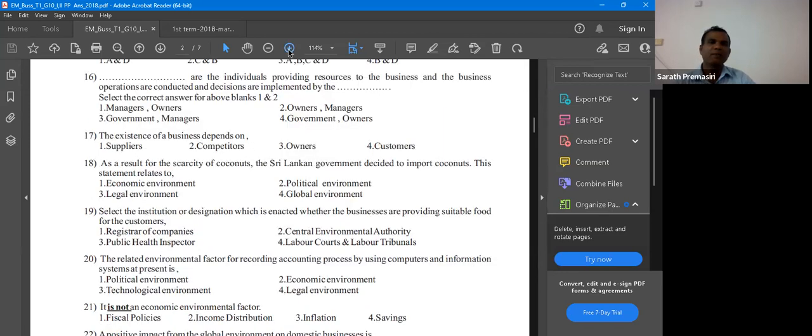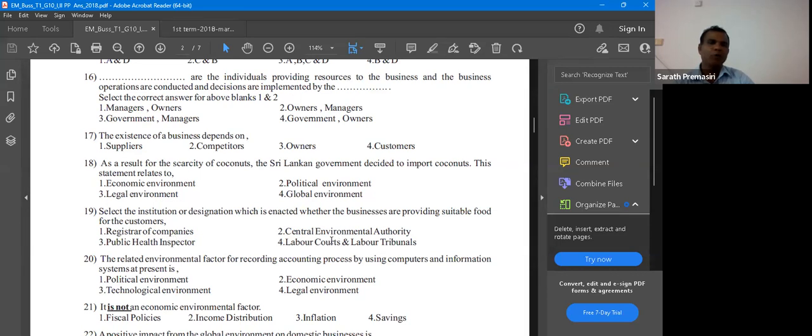Select the institution or designation which is enacted to check whether the businesses are providing suitable food for customers. So the answer is Public Health Inspector.